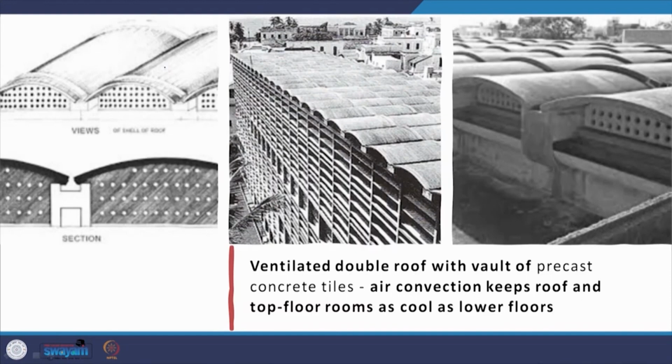Then again, when you go to the roof of the building, it's a ventilated double roof. Here you've got these openings, these cutouts in it, and this ventilated double roof with a vault made of precast concrete tiles generates air convection, which keeps the roof and the top floor rooms as cool as the lower floors.